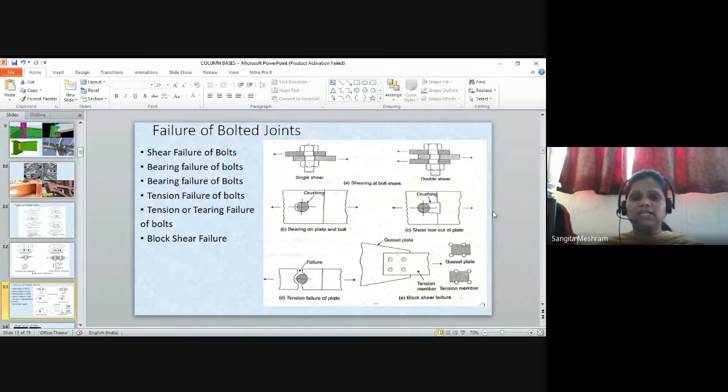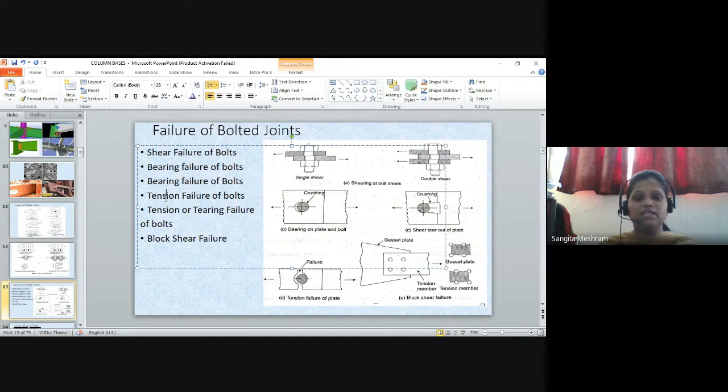There are some different failures that occur in the bolted joint when we provide bolts to connect the members. So it may have some failures, and there are different types of failure. It may be shear failure, bearing failure of bolts, bearing failure of plates, then tension failure of bolts, tension failure of plates, and then block shear failure. So there may be shear failure, bearing failure, tension failure, or block shear failure.